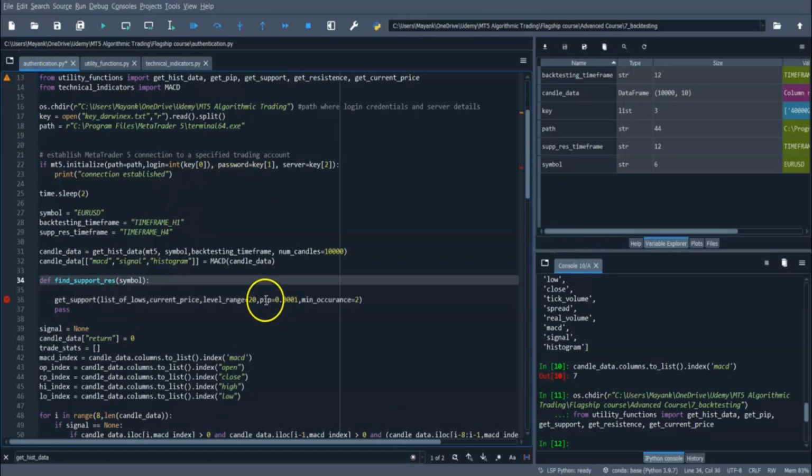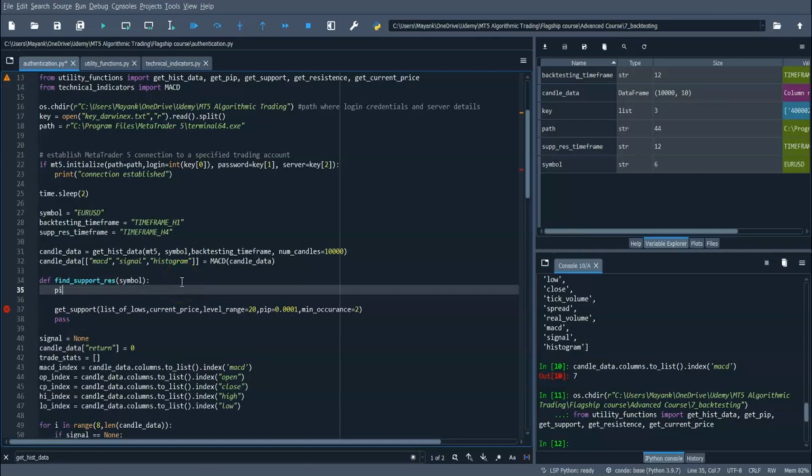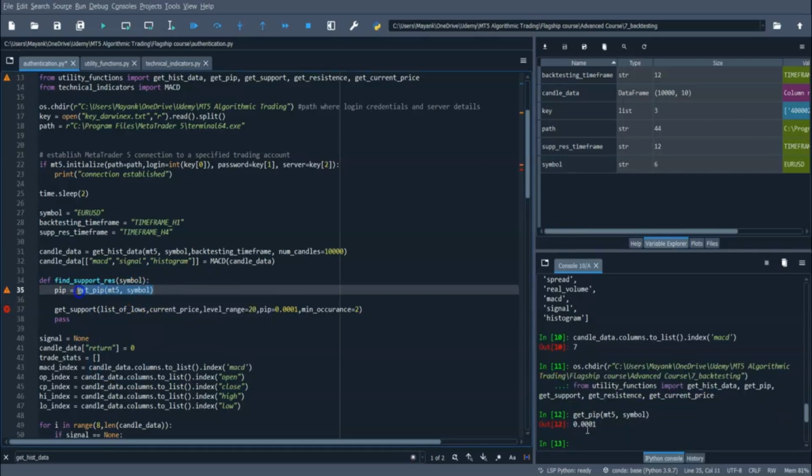and let me paste it so that we have a reference of what to do. Alright, so let's do the easy stuff first. Let us get the pip value. So get pip MT5 symbol. If I run this, you've got 0.0001. So we will pass that when our time comes.